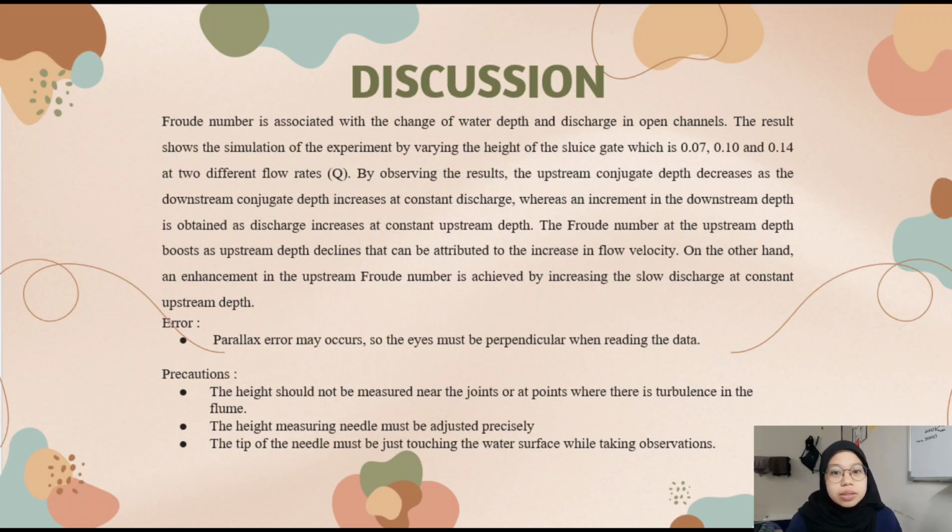The Froude number at the upstream depth boosts as the upstream depth declines, which can be attributed to the increase in flow velocity. On the other hand, an enhancement in the upstream Froude number is achieved by increasing the flow discharge at constant upstream depth.